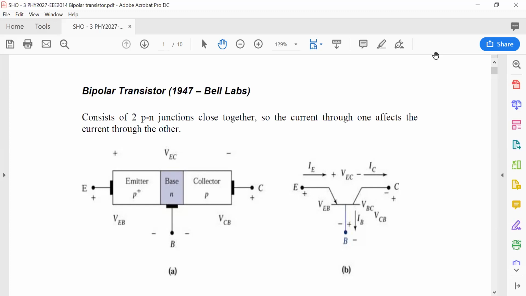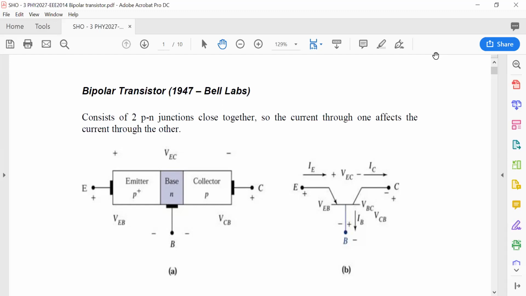Okay, our next section is going to be on the bipolar transistor, which is one of the two main types of transistors that's used widely in electronics. And these transistors consist of two p-n junctions which are close together, such that the current through one affects the current through the other, just as it says here. In fact, what happens is that the current between the emitter and base electrodes, one of the p-n junctions, affects the output current, which we call the collector current.